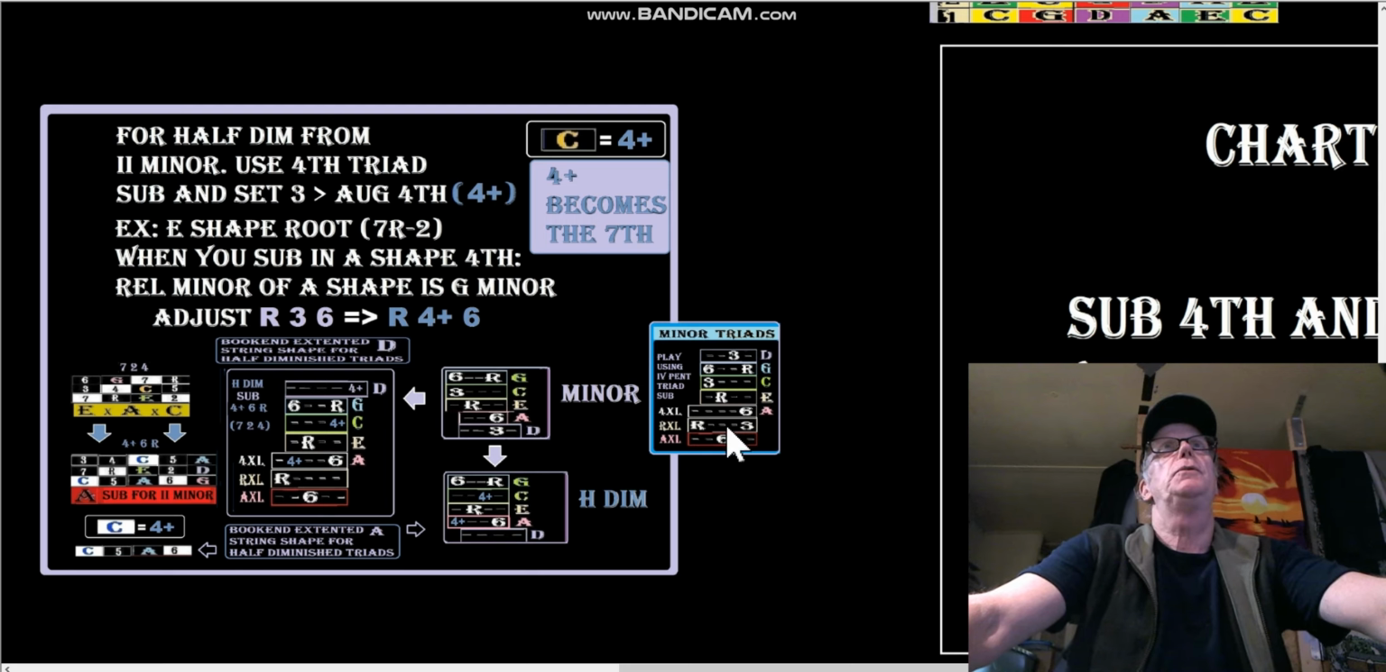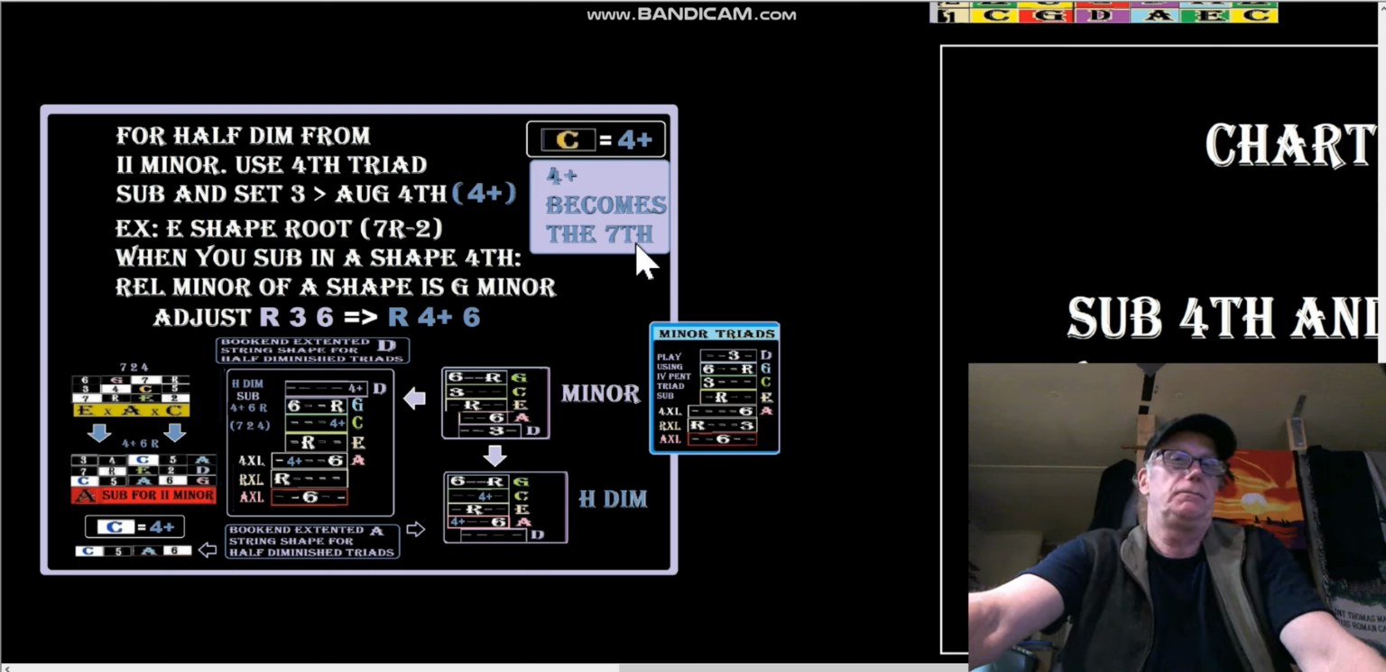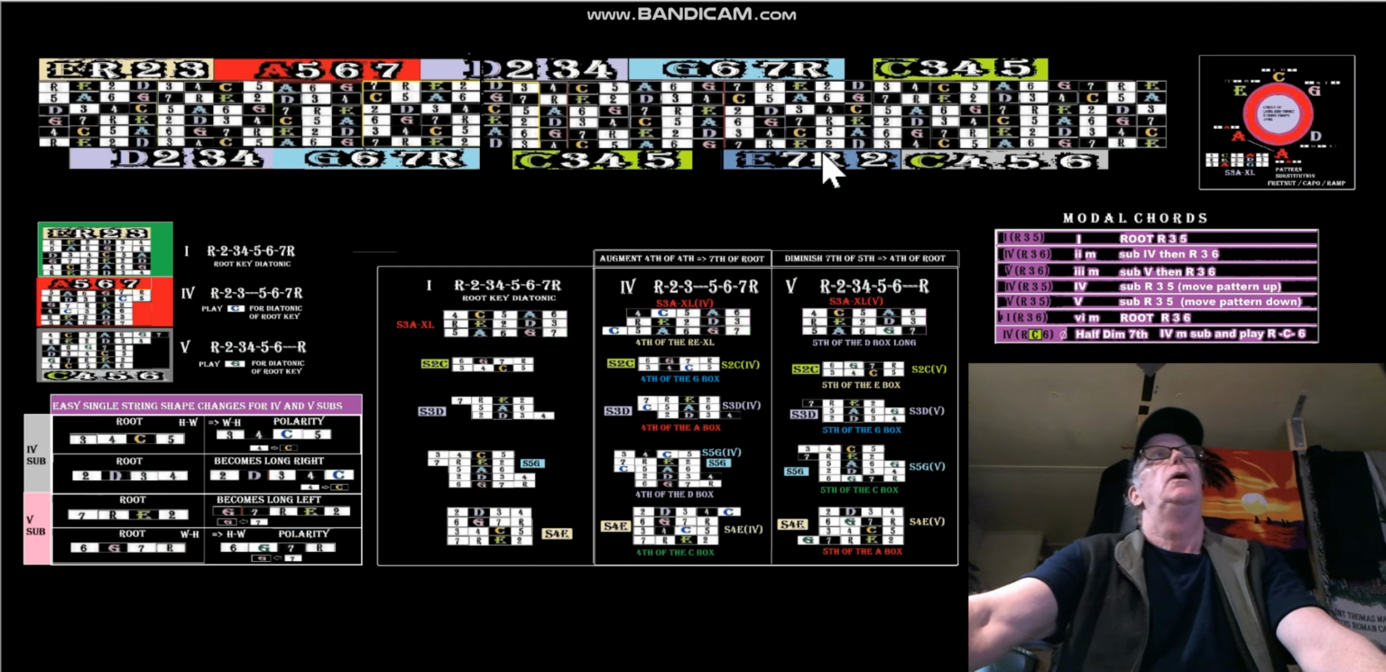So for those of you who want to look into that, there's the chart for that. Okay, but it's the same concept. We're going to make one adjustment there. It looks wrong in theory. 4 plus becomes the seventh. Because 4 plus of the key of the fourth turns it into a Locrian fourth, and it becomes the seventh of the root. Okay, so we're back.